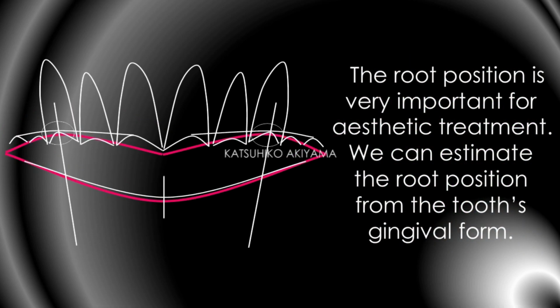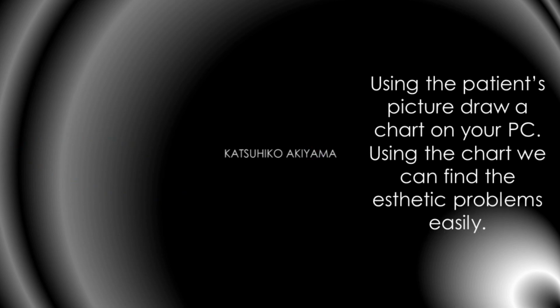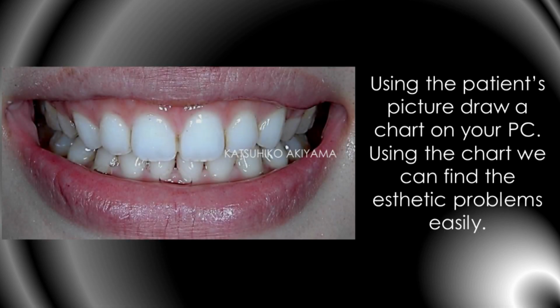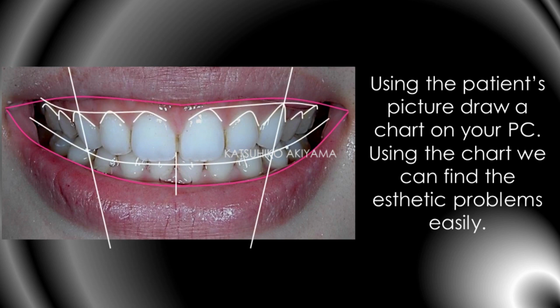The root portion is very important for aesthetic treatment. We can estimate the root portion from the tooth gingival fold. Using the patient picture, draw a chart on your PC. Using the chart, we can find the aesthetic problems easily.